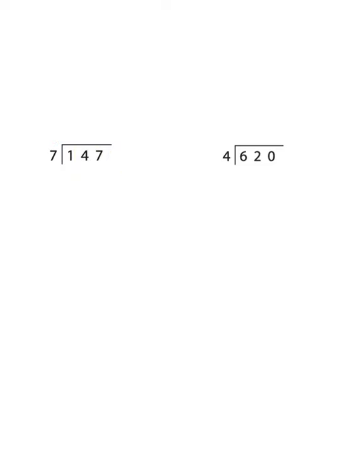Now, if I wanted to do that the more traditional way, it would look very similar. I'm still looking at that 1 first. 0 times 7 is 0. Still going to subtract. Bring down that 4. And now I'm working with the number 14. 7 goes into 14 twice. 2 times 7 is 14.